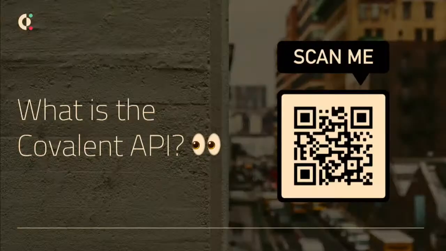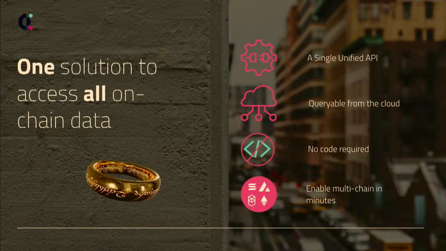So that kind of leads me into the Covalent API. I hope you can see that QR code. It's just going to take you to our website, which is the point of contact for signing up for an API key, which is free, but also for all of the information that I'm going to cover throughout the presentation. So if you want to follow along, you can do that, and I'll go into some of those links as well. It's one solution to access all on-chain data.